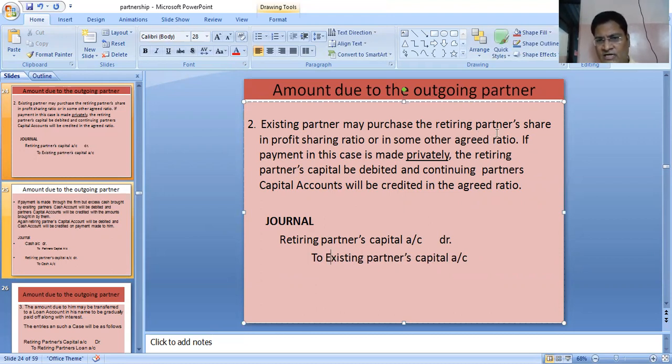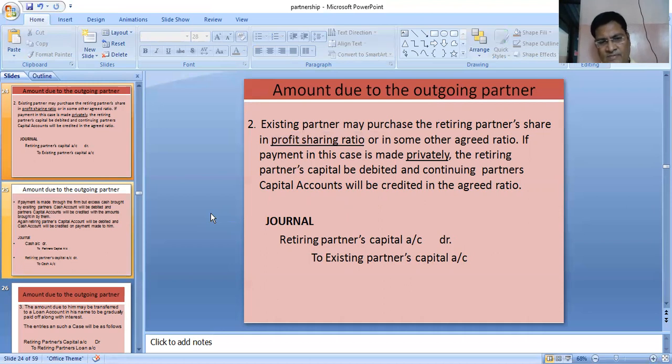Existing partners may purchase the retiring partner's share in profit sharing ratio. This is also important. In profit sharing, suppose 3:2, so under 3:2, A and B, the old partners, will be sharing the profits with him. Suppose he needed to be given 50,000. So in the capital account, we will write To A, To B, 30,000 for A, 20,000 for B. In C's column, we will write 30 and 20. So we will pay him in the profit sharing ratio of the existing partners.